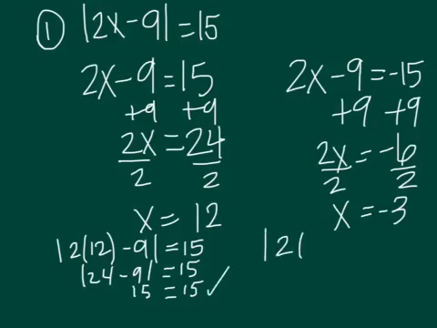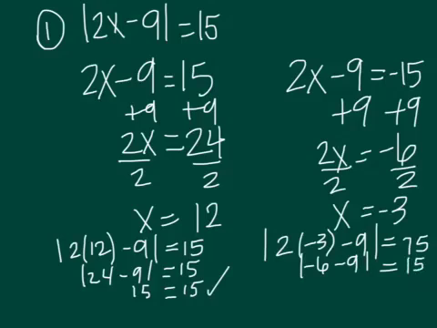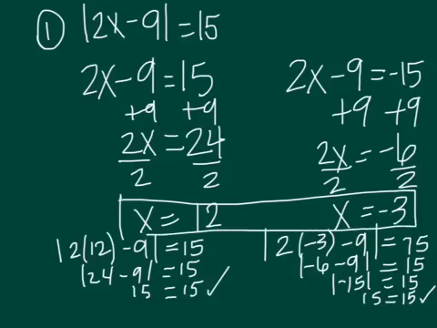Let's try the negative 3. Absolute value of 2 times negative 3 minus 9 is equal to 15. 2 times negative 3 is a negative 6, minus 9 is equal to 15. A negative 6 and a negative 9 become a negative 15, but we know that the absolute value of a negative number is in fact positive, so 15 is equal to 15, and that one checks. So both of these are my solutions. So x is equal to 12 and negative 3.